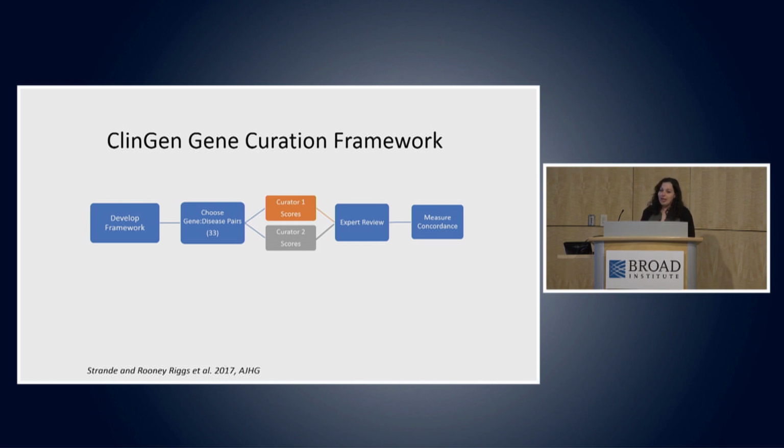So for developing the framework, what we did is we chose gene-disease pairs across a range of different disease areas, 33 different pairs to be exact, and we actually had dual curation of these pairs. And after the two curators each scored the gene-disease pair, we had experts review those scores, and then we measured the concordance. And I should mention that for at least within the ClinGen framework, a gene curation is a gene, a disease, and a mode of inheritance.